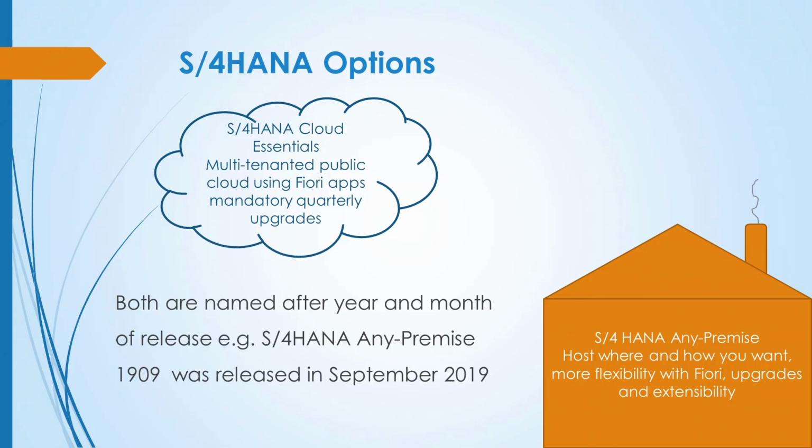Each version of S/4HANA is named after the year and month of its release. The version I will be using for most of the demonstrations is the 1909 S/4HANA Any-Premise version. In other words, it was released in September 2019. Its predecessor was 1809, released in September 2018. And its successor will probably be released in 2020, although I believe the naming convention may be changing to show simply the year for on-premise releases.